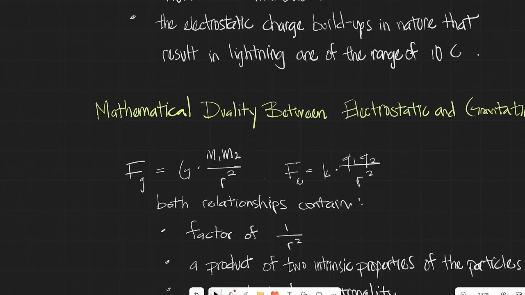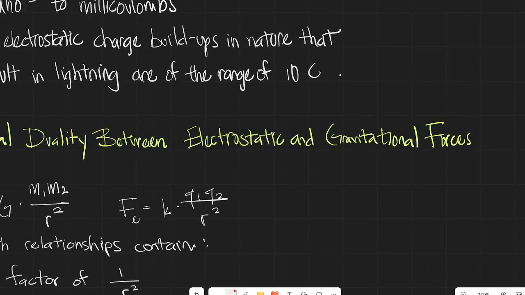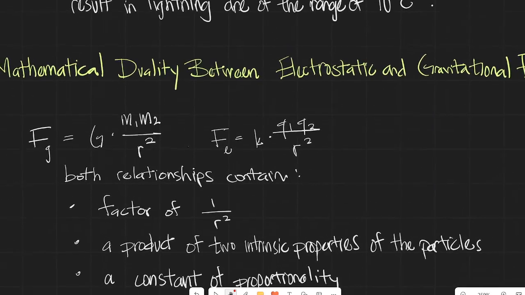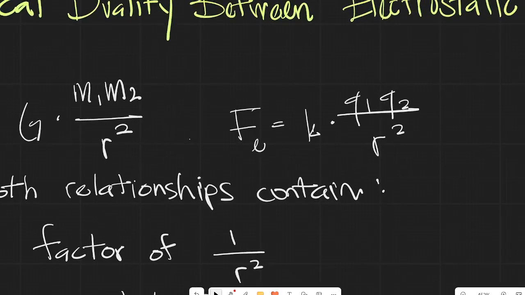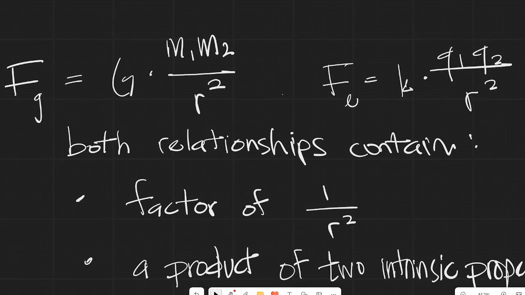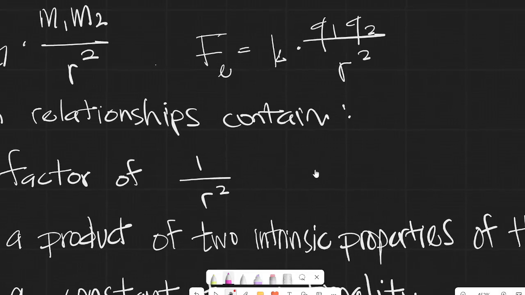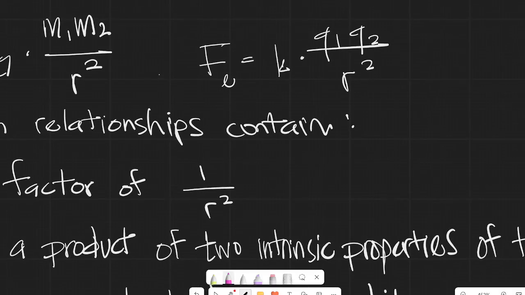I want to draw an analogy between the electrostatic and gravitational realm. So we can see the similarities between these two equations right away, these two relationships that define our gravitational force and our electric force. Now, both of these relationships contain a factor of 1 over r squared. This kind of allows us to do a little quick trick, like so.